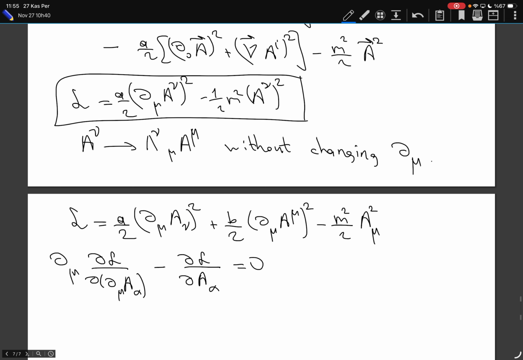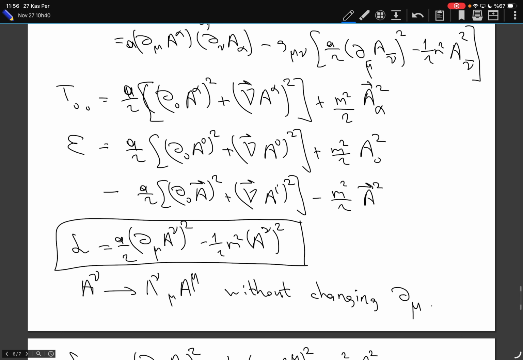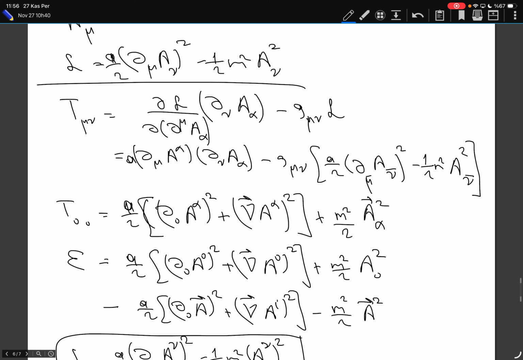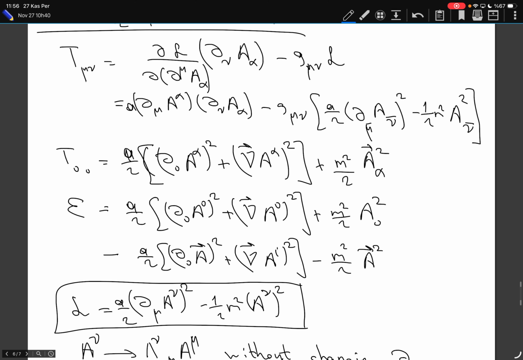Now, we still have the problem of 4 degrees of freedom. So spin 1 plus spin 0. We might still have the problem that the energy momentum tensor will not be positive. We should check that. Can we guarantee that they will be positive?